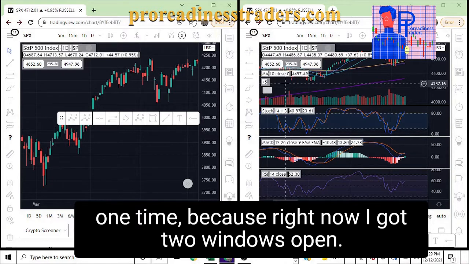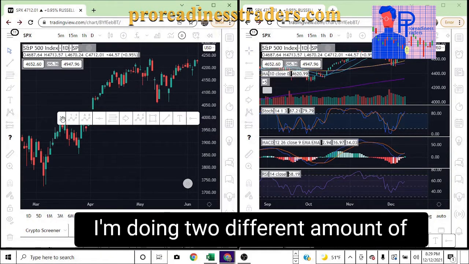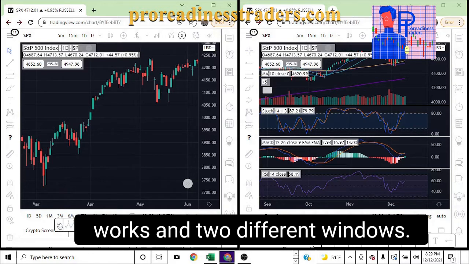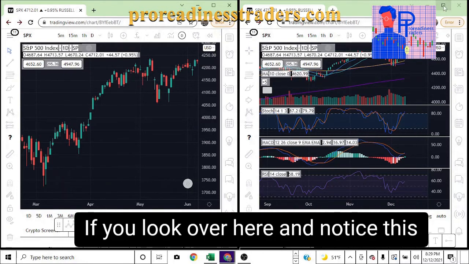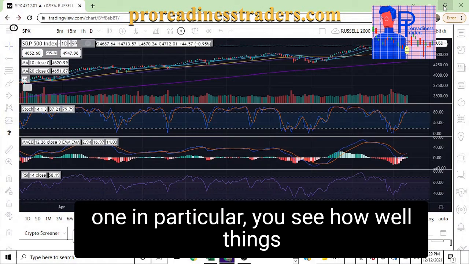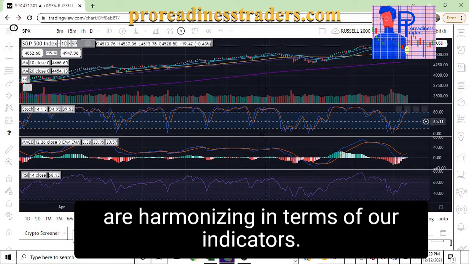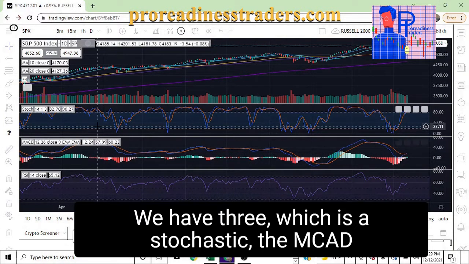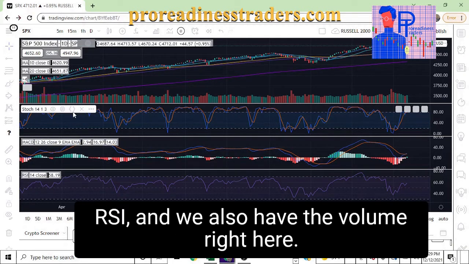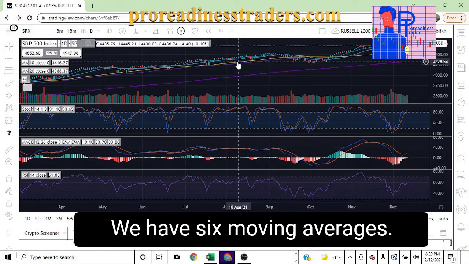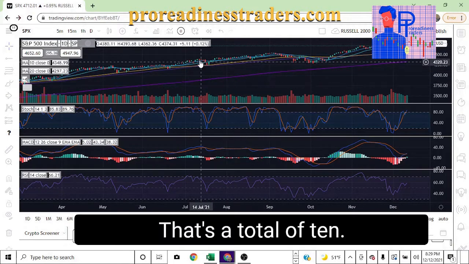Because right now I got two windows open, and I'm doing two different amounts of work in two different windows. If you look over here and notice this one in particular, you see how well things are harmonizing in terms of our indicators. We have three, which is the stochastic, the MACD, and the RSI, right? And we also have the volume right here. We have six moving averages. So that's a total of 10.